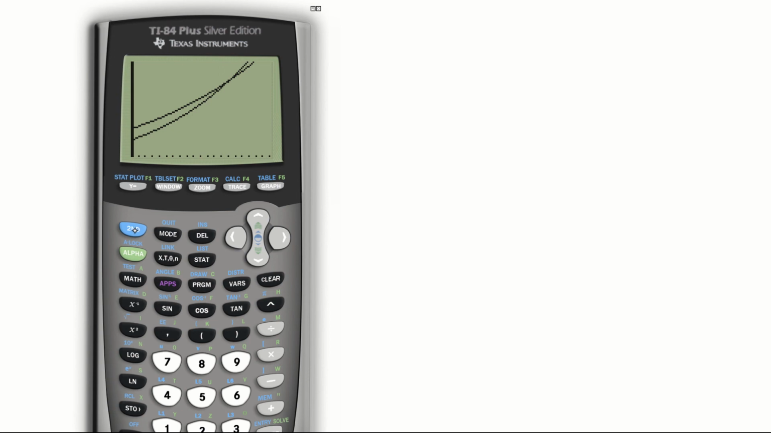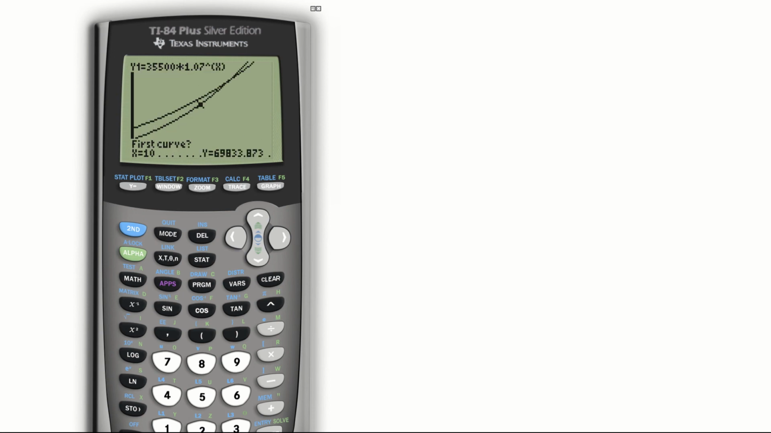So if I press second and then calc, it's right here, CALC. It's on the same button that says trace and F4. When I do that, my calculator asks me a few questions. I want to find the intersection of two curves, so it's option number 5.